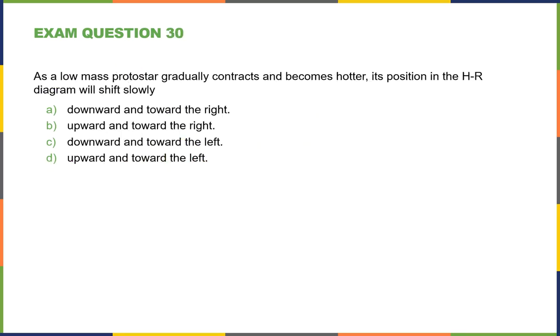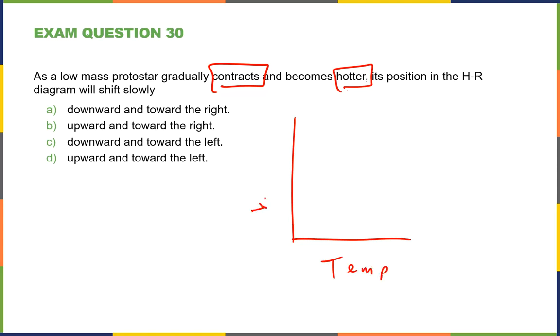All right. As a low mass protostar gradually contracts and becomes hotter, its position... Okay, so notice we have two things here. It's contracting and it's becoming hotter. So where's it going to be on the HR diagram? So once again, temp, lum. I write really not good in this direction. I know it's not great in the other direction, but that's worse, you have to admit. Which side is high temperature?